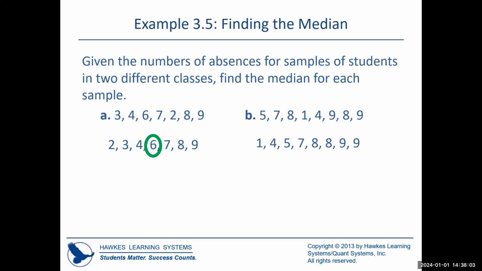Part B, we repeat the process, put the data in order from least to greatest, but now you have an even number of data values, right? There are 8. So the middle one is actually going to be 7 and 8. There are 2. So when this happens, we actually need to take the mean. We need to add the 2 up and divide by 2, and the median we get is 7.5.